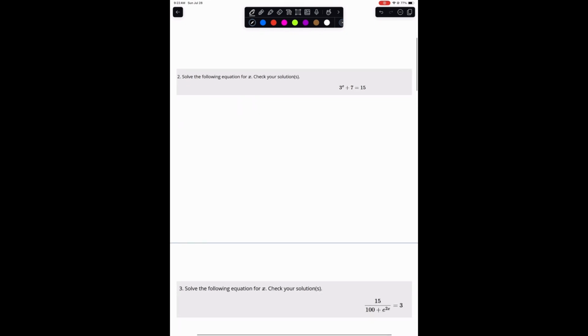Okay, so for number 2, again, we are solving for x. So we have 3 to the x plus 7 equals 15. We want this by itself, so we can take a log. So I'm going to subtract 7 from both sides and get 3 to the x equals 8.